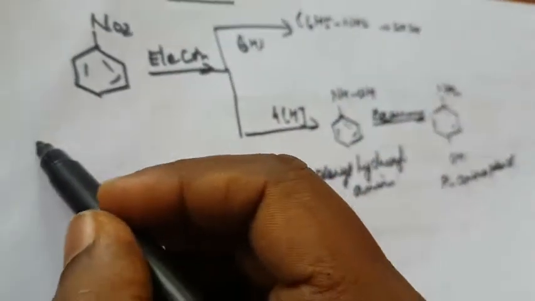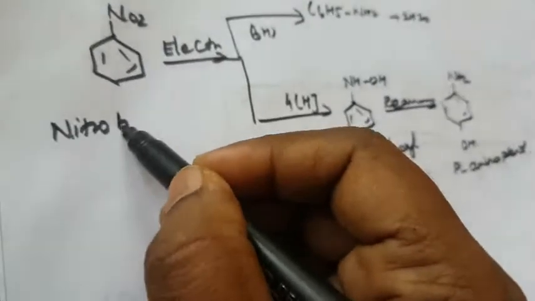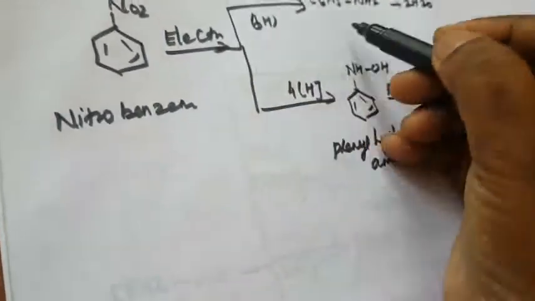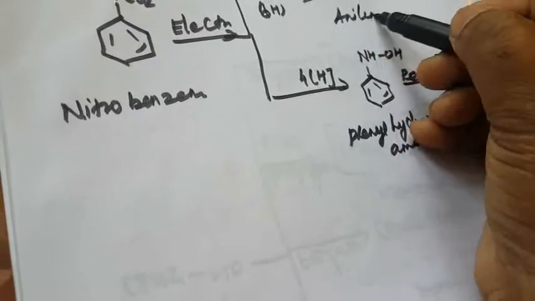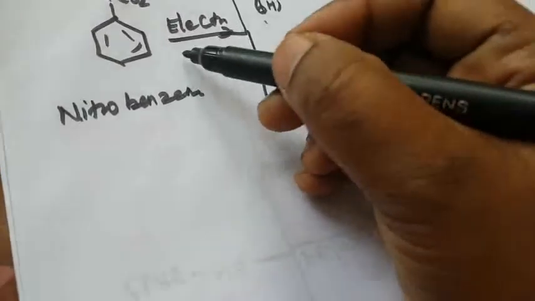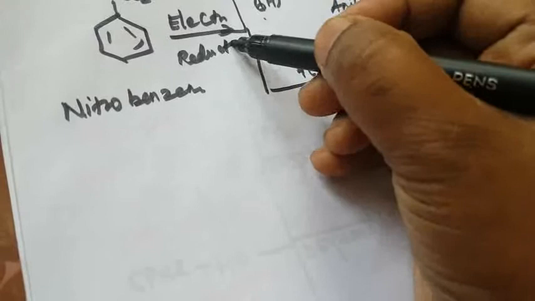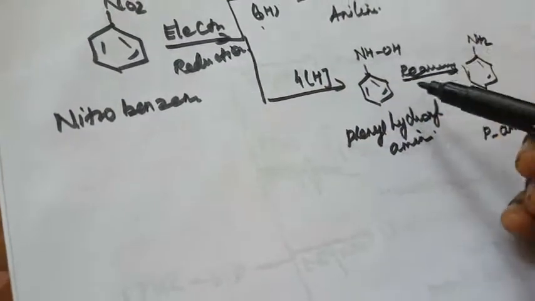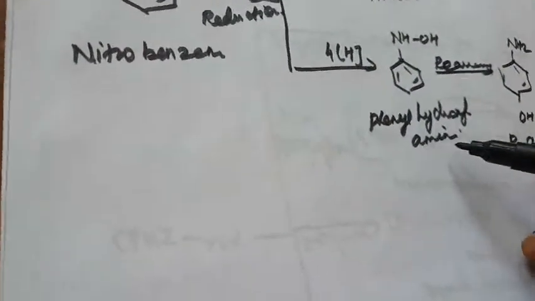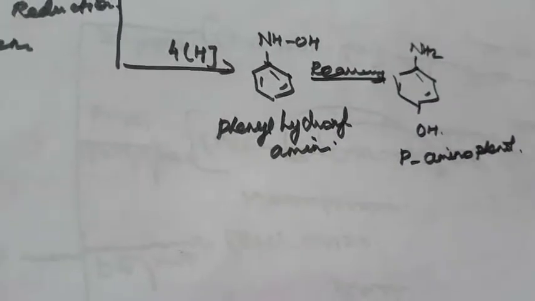What is this compound name? Nitrobenzene. This is called aniline. Electrolytic reduction of nitrobenzene forms aniline, then again phenylhydroxylamine, then again para-aminophenol. Okay, so this is another one.